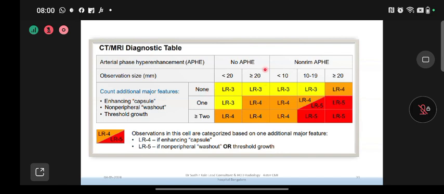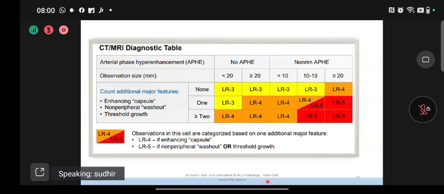Then column-wise, we just divide it into the arterial phase hyperenhancement criteria, and that is very simple. Whatever lesions are enhancing in the arterial phase are clubbed under this group, and whichever are not enhancing in the arterial phase are clubbed under this group. So in the arterial phase hyperenhancing group, they are divided based on the size threshold. I told you: less than 10, less than 20, and more than 20. So these are the 3 sub-columns inside this. And in the group with no arterial phase hyperenhancement, since there is no enhancement, we are not going to worry about 10 millimeter nodules. We are just keeping 20 as the threshold: less than 20 millimeter nodule and more than 20 millimeter nodule.